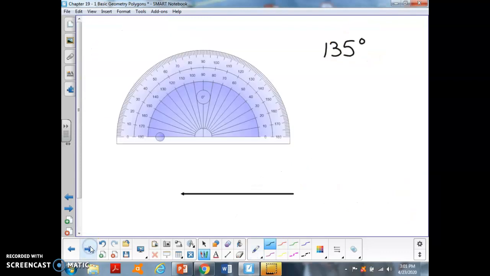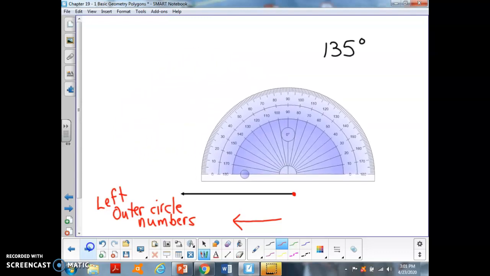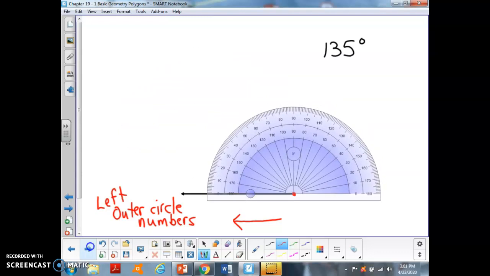Here's a 135, and you'll notice I drew the angle so that it's going to the left. It's going this way. When it goes to the left, my ray, I've got to use the outer circle numbers. The outer circle numbers. So I'm going to the left. So move my protractor down. Got to get that nice spot right on the 180. Go straight across. So this ray right here.